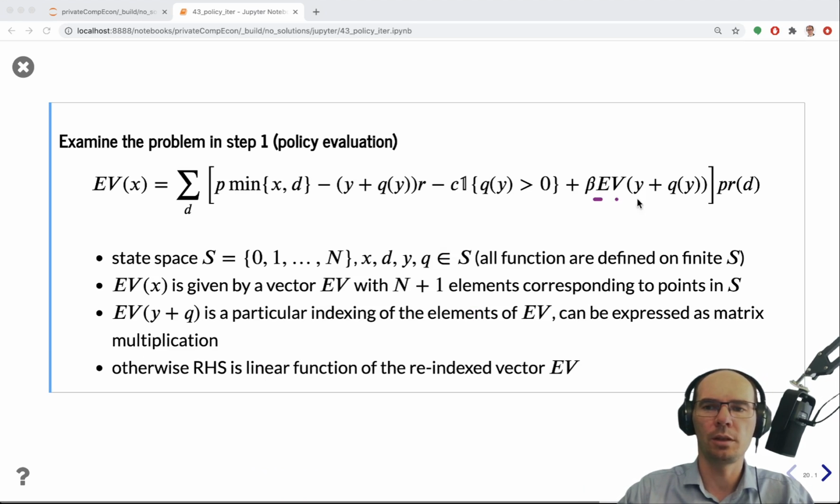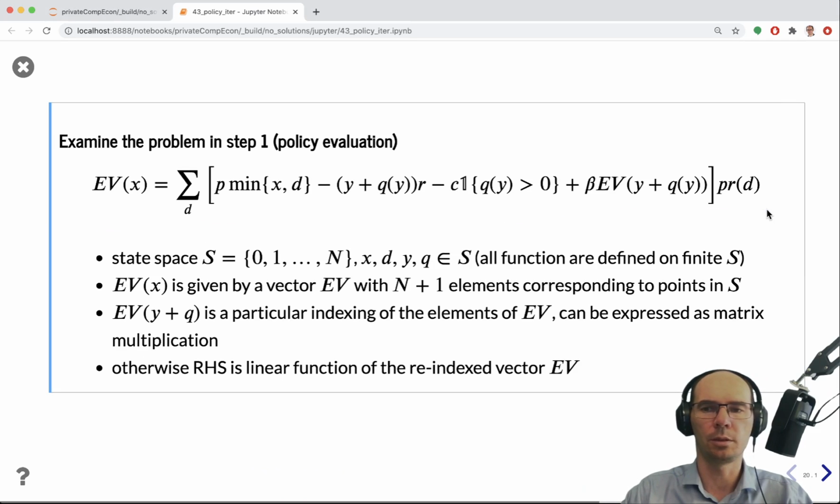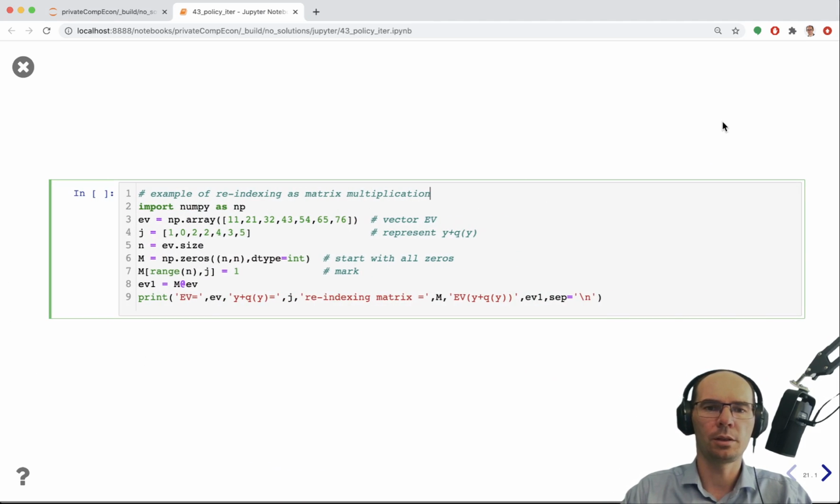And once this is solved, look at this. This is just a linear function of the elements of the vector EV. So it seems that we can express this whole equation as a linear system of equations, and then policy iterations would work really well. So let's look at this.